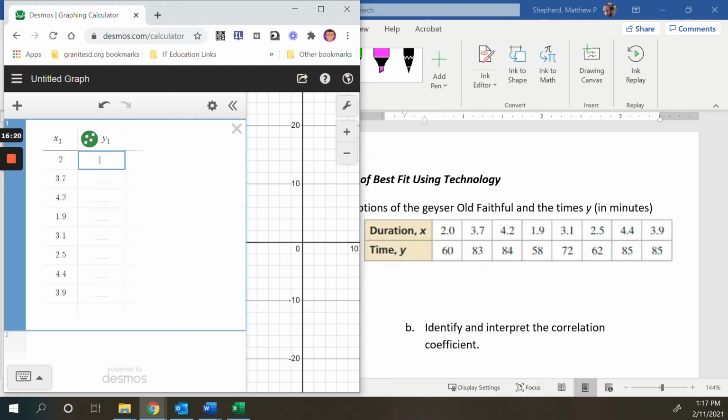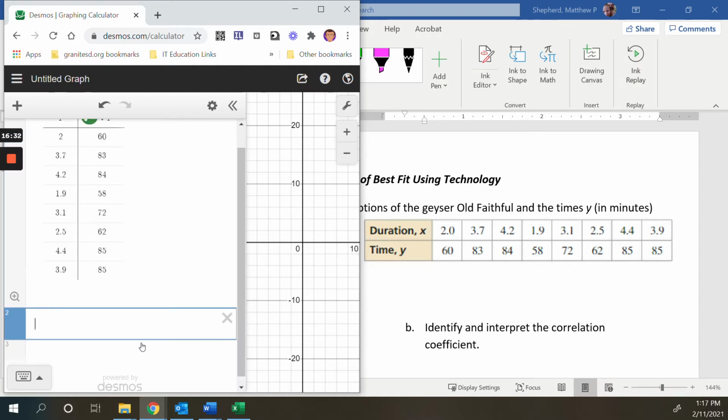All right, now we'll insert the y's. Great. Now that I've got that all typed in, next I want to create my y equals mx plus b regression.